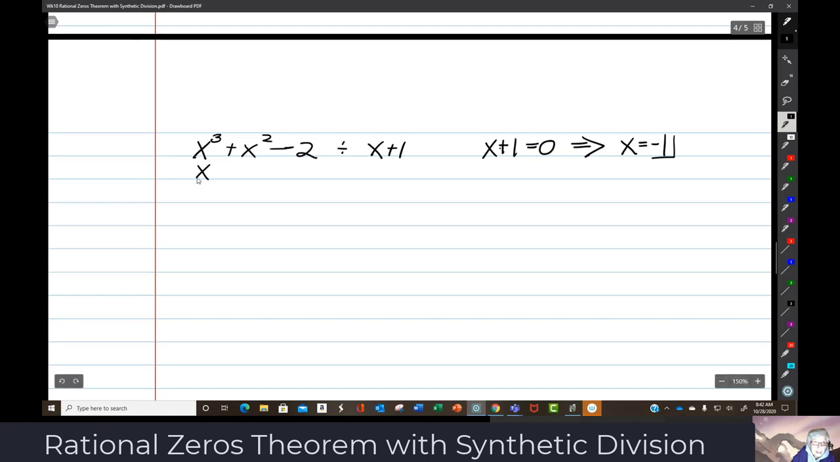Rewrite this as 1x to the third plus 1x squared plus 0x minus 2. That's because you're missing x to the 1, and we need the degrees of the terms to go downhill as 3, 2, 1, and 0. Constants are always degree 0. So now we have this in perfect descending order where 0x is a placeholder. Now we're going to do synthetic division this way. Negative 1. We're going to take the coefficients here of 1, 1, 0, and negative 2. Draw a line. Bring down the 1.